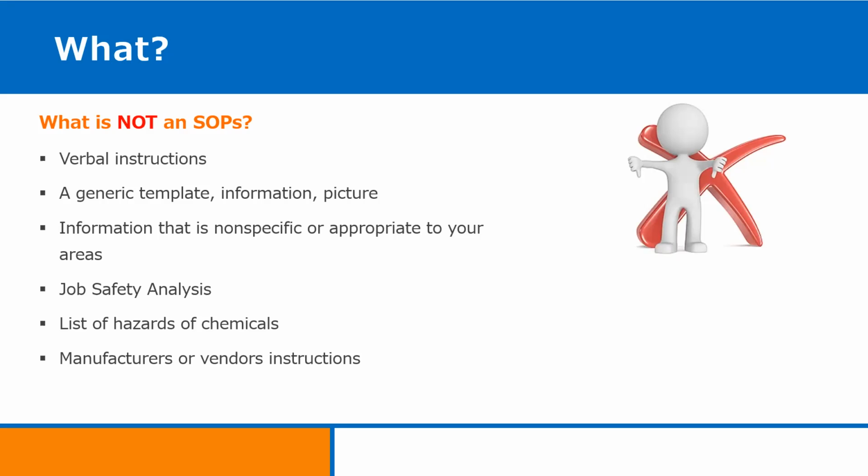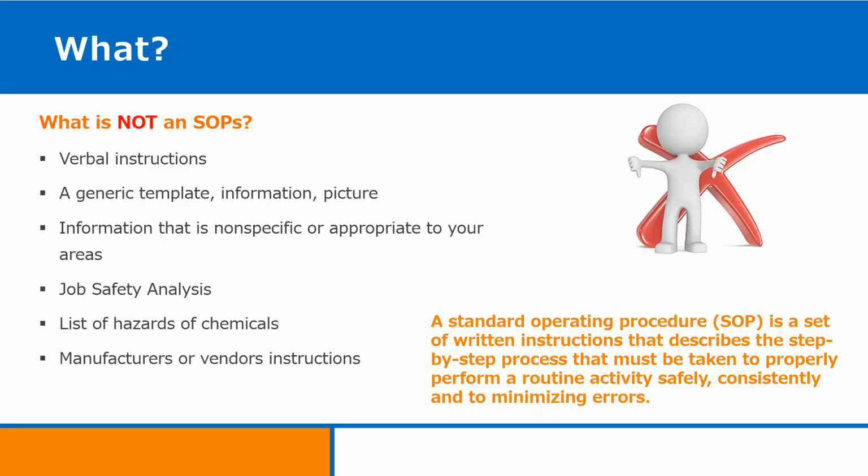So what is an SOP? An SOP is a standard operating procedure. It's a set of written, not verbal, instructions that describe the step-by-step process to be taken to perform a routine activity, and it takes safety into consideration. By doing that, you make sure that it's safe and you will have fewer errors. So when you build your SOP, keep that in mind.